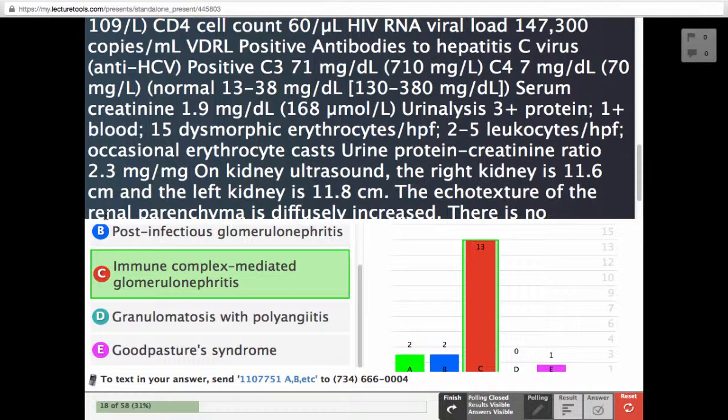And then finally, Goodpasture syndrome. Complement level is also normal for this, and it's a pulmonary renal syndrome with anti-glomerular basement membrane antibodies. So immune complex mediated glomerulonephritis can be caused by several different etiologies. Honestly, I picked it as the cause of inflammation.